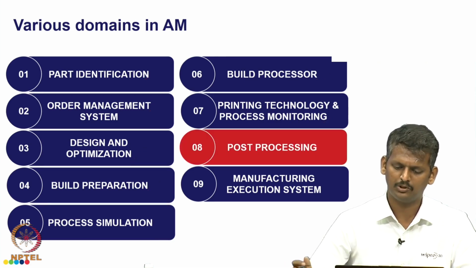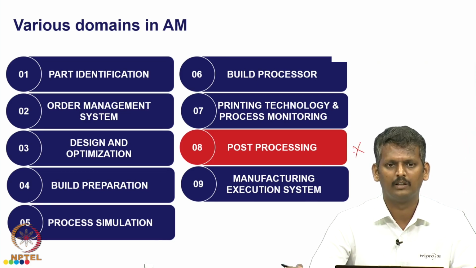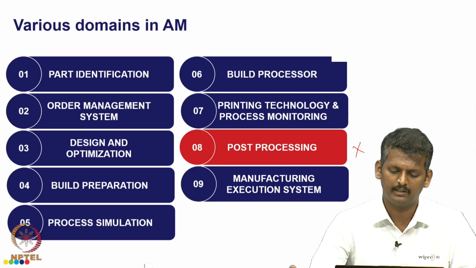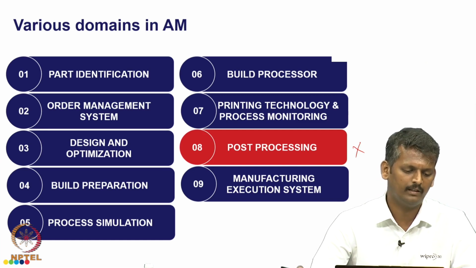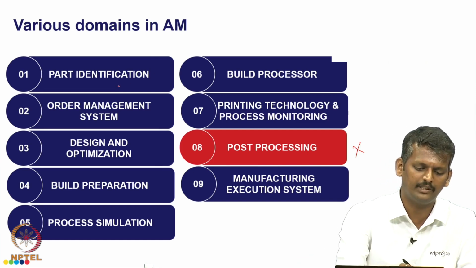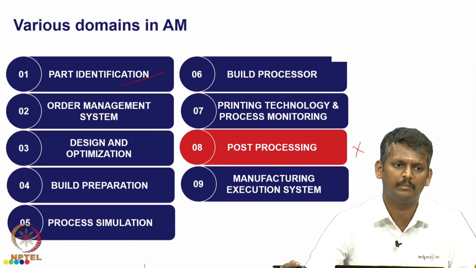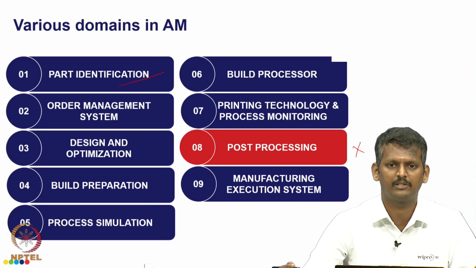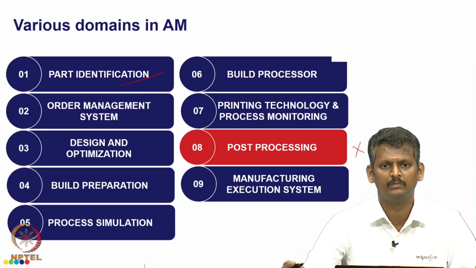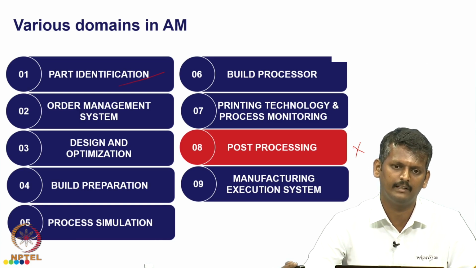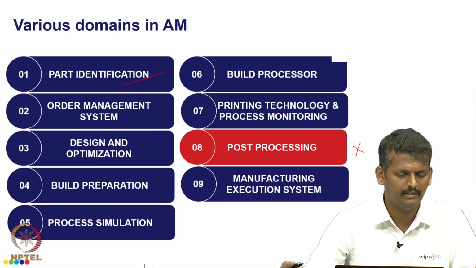But when it comes to post processing, we do not consider this one because there we do not see its involvement. And when it comes to part identification, we need to identify a particular component which is capable of being additive manufactured, and in such a way that it makes some sense in reality to get it printed in AM.